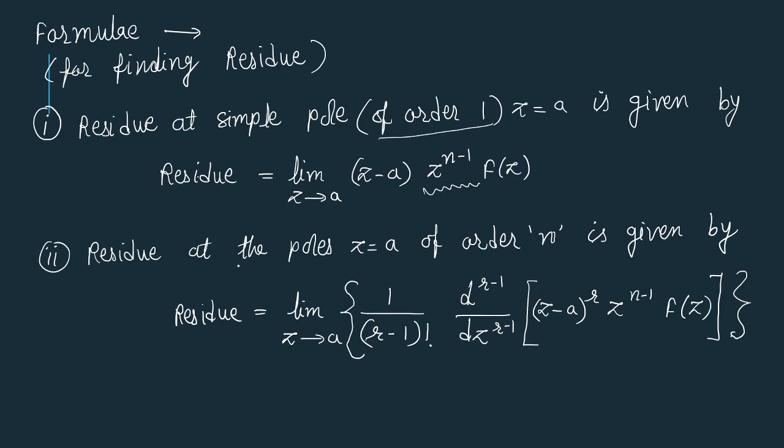Then the second formula: residue at the pole z equal to a of order r is given by residue equal to limit z tends to a, 1 upon r minus 1 factorial, the r minus 1 derivative, d by dz, of z minus a to the power r, here again z to the power n minus 1 F of z. Now by applying this formula we find the residue, substitute in the formula of the residue theorem, and find the required Z inverse value.